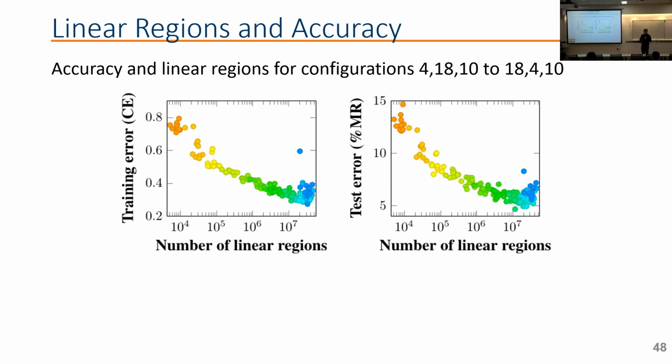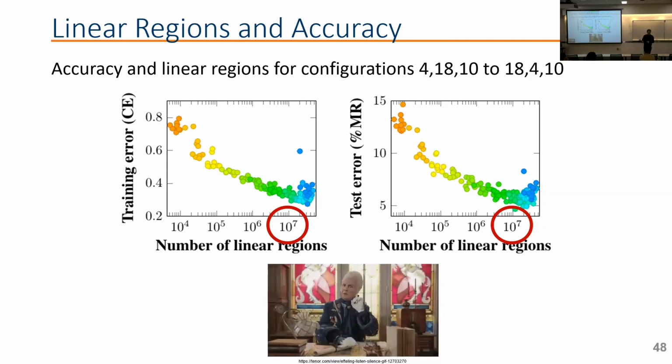And we don't really get to that very large number that we're expecting, but with 32 neurons, we're getting to 10 to the 7th linear regions. And this is where I want to go back to that idea of silence speaking.